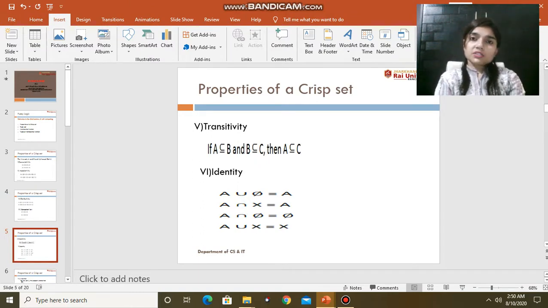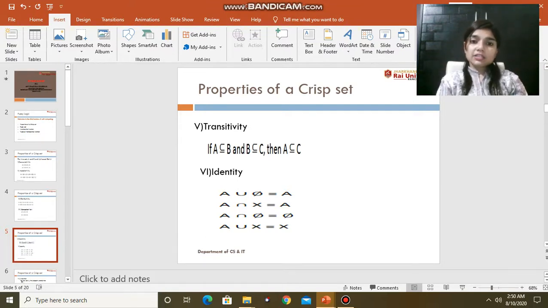The transitivity law states that if there are three sets A, B and C, and A is a subset of B and B is a subset of C, then A is a subset of C. Let's assume that A and B are two sets. A is said to be a subset of B only when all the elements of A are present in B.